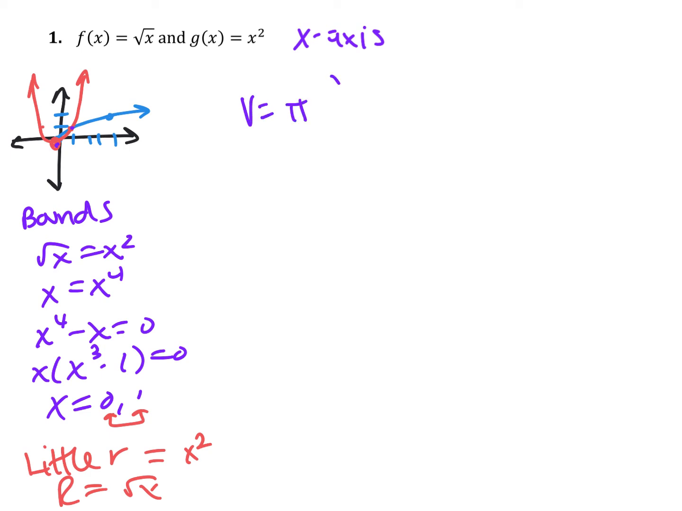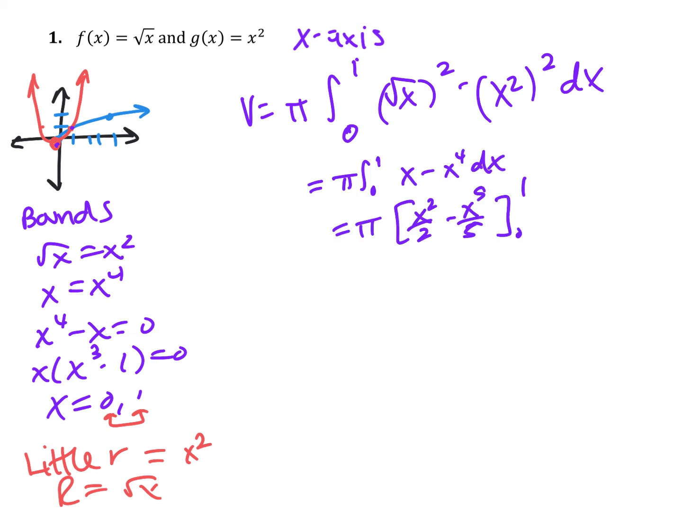We're finding the volume, which is pi times the integral from 0 to 1 of big R, which is the square root of x, squared, minus little r, which is x squared, squared, with respect to x. All right, go ahead and pause the video and work through this integration on your own, and then unpause the video and see how you did.